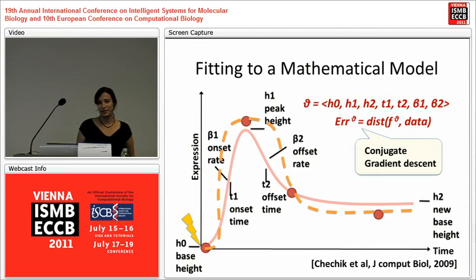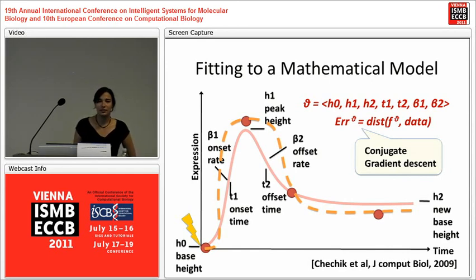And here I have to add that Chechik et al.'s original model had actually 6 parameters, because they used only one parameter for the onset and offset rates. And we believe that it's more accurate to use 2 different parameters. So this results in overfitting, and we need to find a way to reduce the search space.